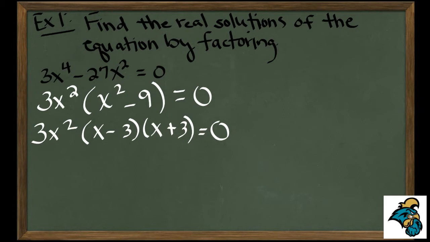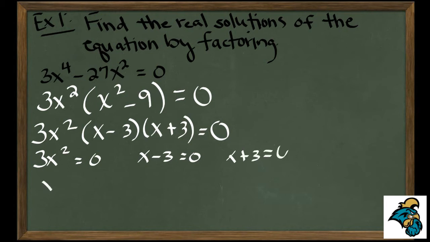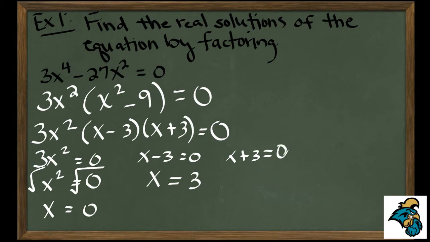I have them all factored, and now I can use the zero product property to set each one equal to 0 to find my solutions. So 3x squared could equal 0, x minus 3 could equal 0, and x plus 3 could equal 0. And I solve each of those. The first one, I'm going to divide both sides by 3, which gives me x squared equal to 0. To get rid of the square, I take the square root of both sides, which leaves me with x equals 0. The middle one, I'm going to add 3 to both sides, which gives me x equals 3. And over here, I'm going to subtract 3 from both sides, and that gives me x equals negative 3. So my three solutions to this equation are 0, 3, and negative 3.